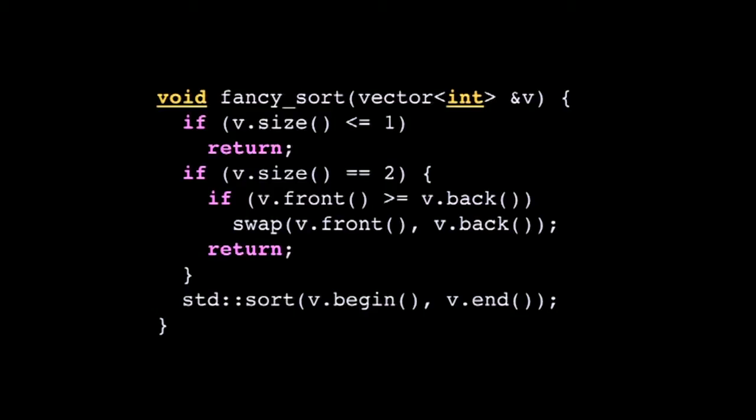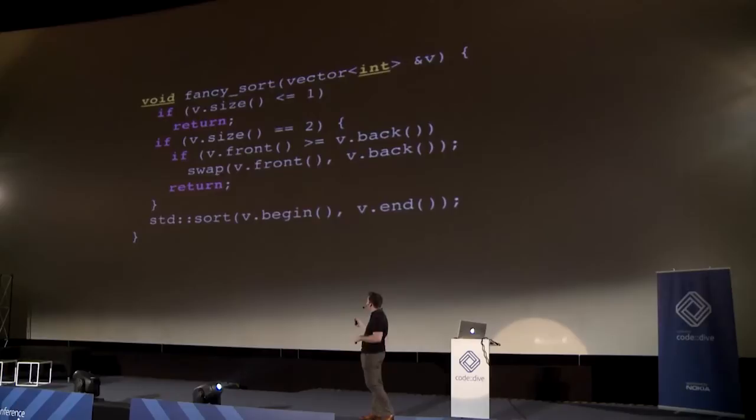Let's write our custom sort function. It's fancier, right? The first thing it does is it says, hey, if the size is less than or equal to 1, we're done. And then even if it's 2, it's actually really easy. It's just one swap, right? We can do both halves of this in one go, super fast, right? Really, really nice. And then we fall back to std sort for everything else.